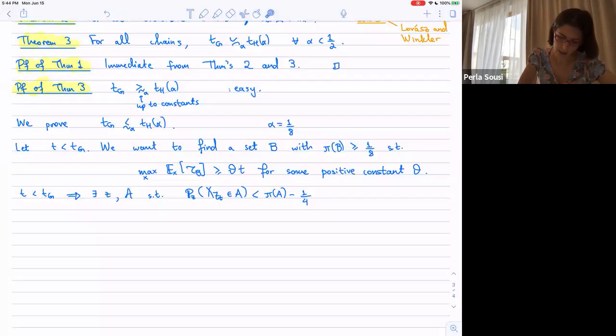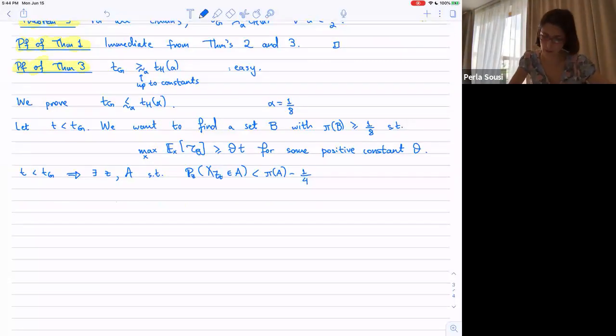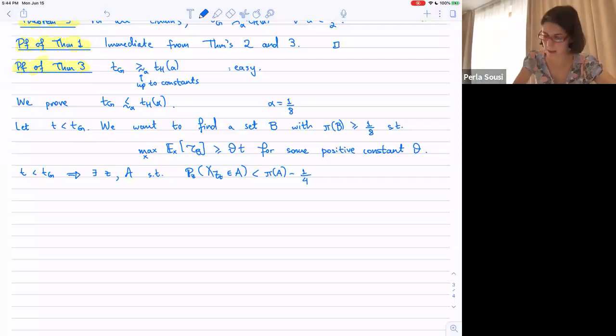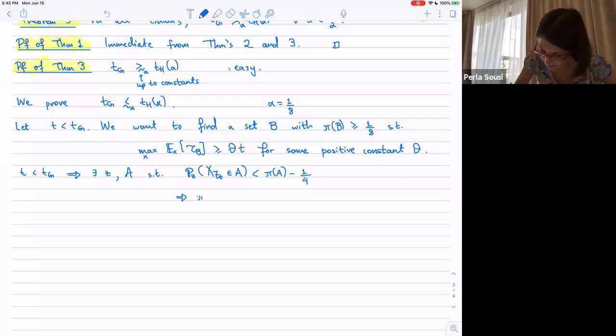Okay, so because T is less than Tg, at this time we are not mixed, so there exists a starting state z and a set A satisfying that the probability that we are in A after T steps is less than pi of A minus 1/4. Now from this inequality, we automatically get that pi of A is greater than 1/4.